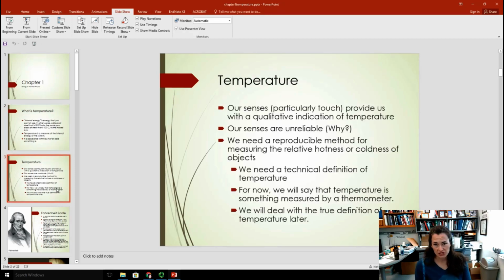Now, our senses, particularly our sense of touch, provide us with a qualitative indication of temperature. But our senses are really not reliable enough. We can't distinguish between small differences in temperature just by touching or holding something. And of course, different people have different levels of sensation for how hot or cold something is. If you've ever been in a room with a group of people, they can never really agree on what temperature to set the thermostat at, for example. So we need a more technical definition of temperature than that. For now, we're going to say that temperature is something that's measured by a thermometer, and we're going to deal with the true definition of temperature a little bit later.